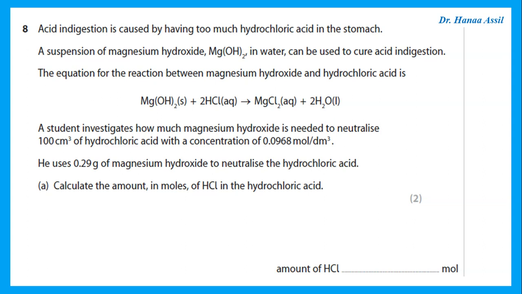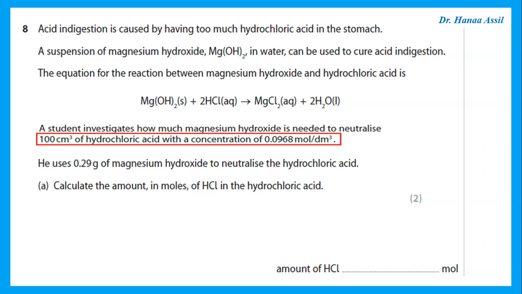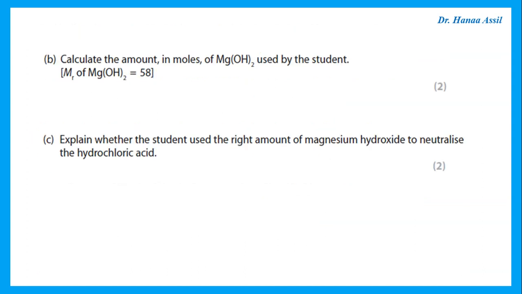Calculate first the number of moles of HCl. How do we get number of moles? HCl is a solution. Number of moles is concentration times volume. What is the concentration? What's the volume? The concentration is 0.0968. The volume is 100 centimeter cubed, but we cannot put it as centimeter cubed into the equation. We have to divide by 1,000 so that it is 0.1 decimeter cubed, and that means the number of moles of HCl is 9.68 times 10 to the minus 3.